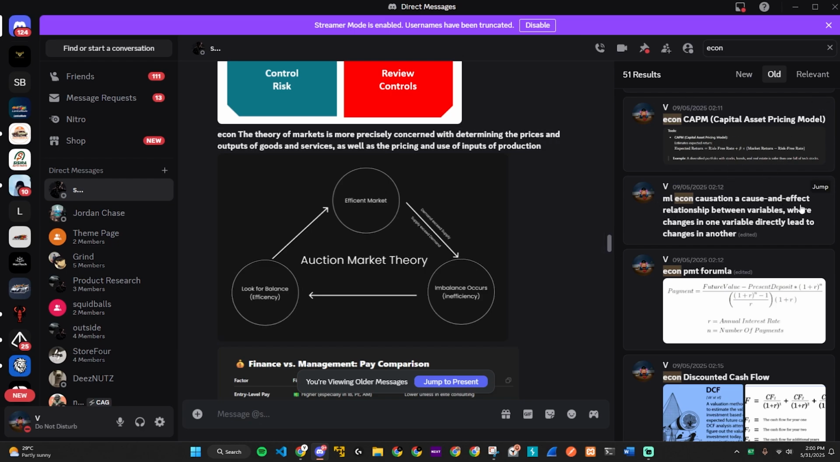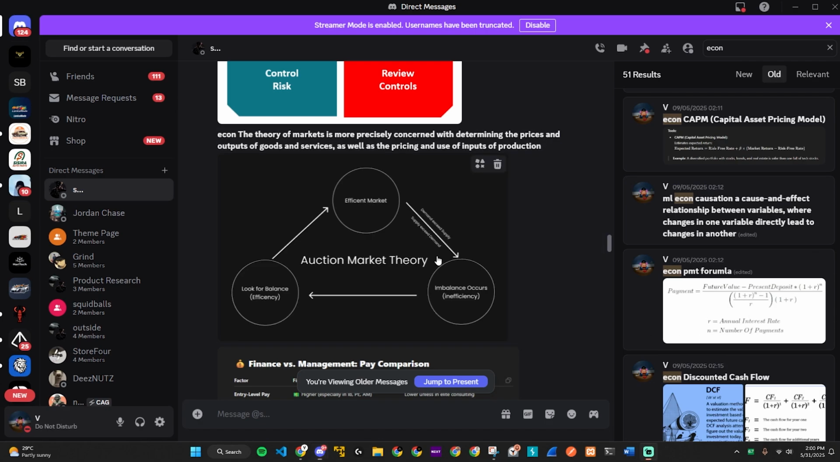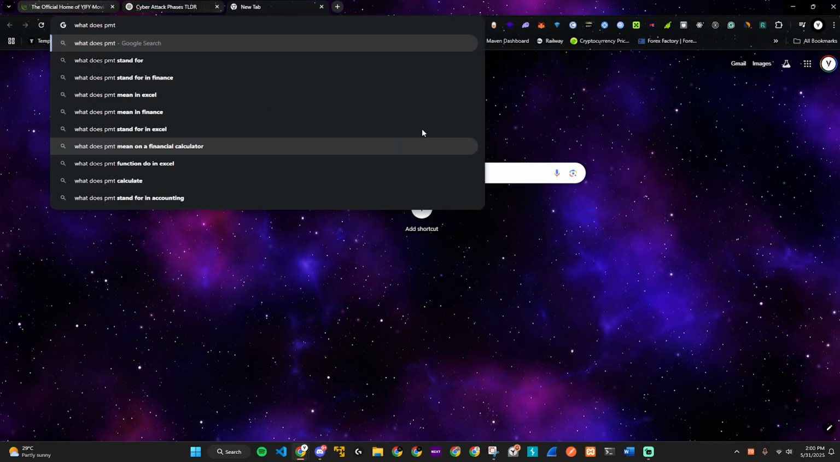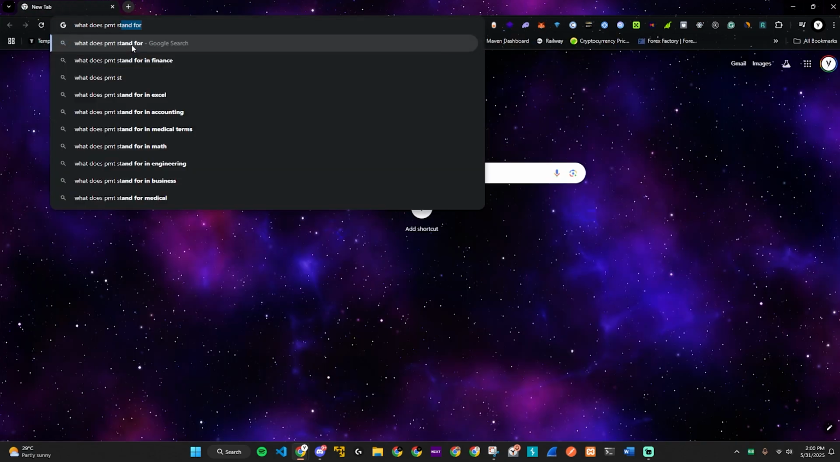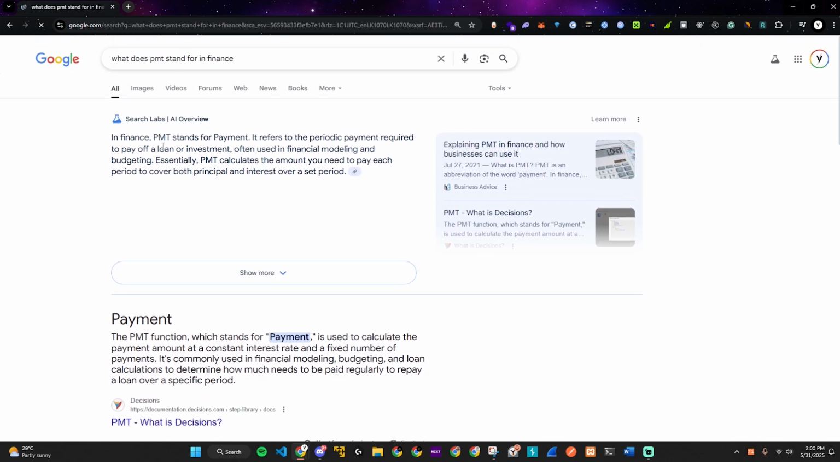So causation is a cause and effect relationship between variables, where changes in one variable directly lead to changes in another, right? So PMT, right? What does PMT stand for in finance? Okay, so payment. PMT stands for payment.